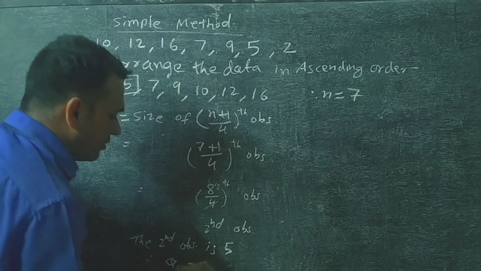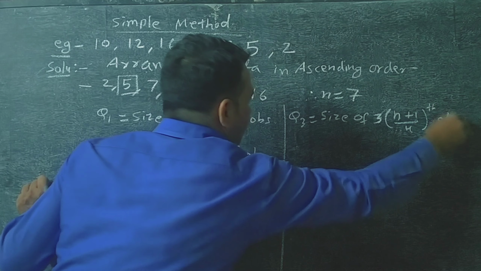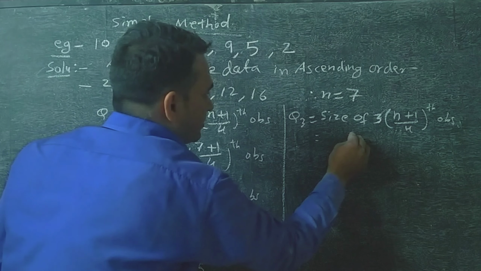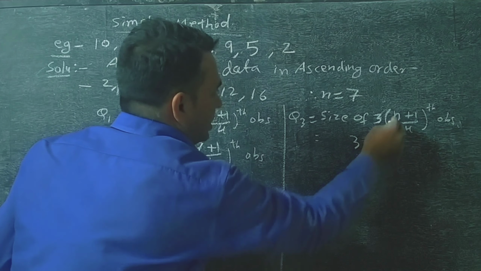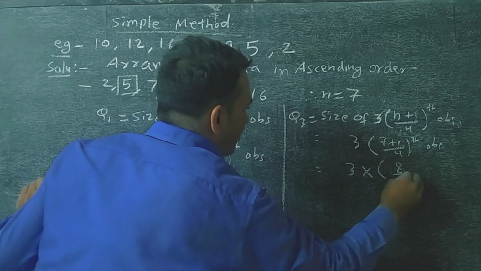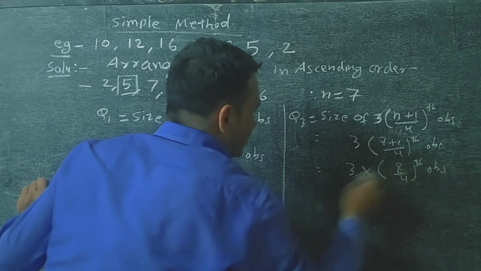Then we need to find out Q3. Write again the formula. Size of the 3rd, the ith value is 3. Then put up the formula (n plus 1) upon 4th observation. The value of n is 7, so 7 plus 1 divided by 4th observation. Similarly, here we multiply by 3. 7 plus 1 becomes 8 upon 4th observation.